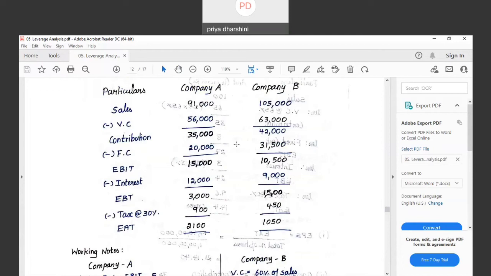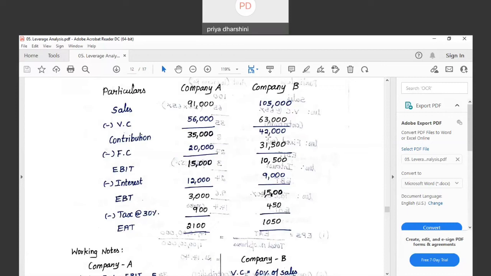Coming to company B. For company B, they have told variable cost is 60% of sales. They have told interest expenses 9,000. They have told about operating leverage, which is 4:1. Income tax rate is 30% and sales is 1,05,000. So sales is 1,05,000, which is given to me. How much is variable cost? 60% of sales. So 1,05,000 into 60% will give you 63,000 as variable cost. 1,05,000 minus 63,000 gives you contribution.